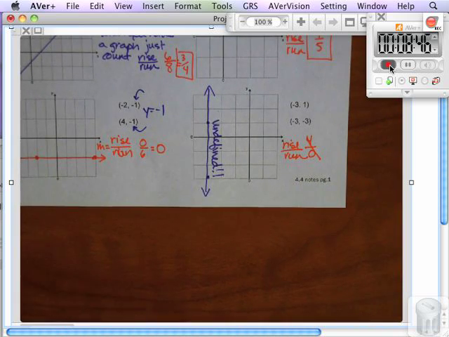And do not say this slope is 0. Is that a true statement? No. You have to say 0 here, and you have to say undefined here for slope. Okay? All right, turn it over.